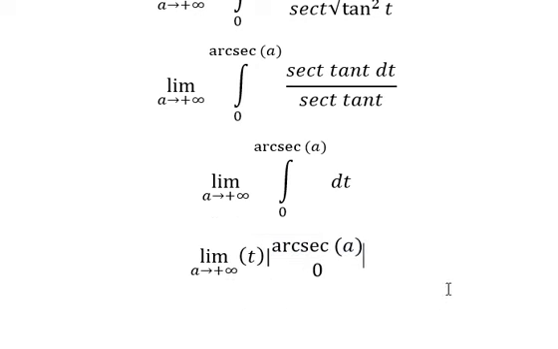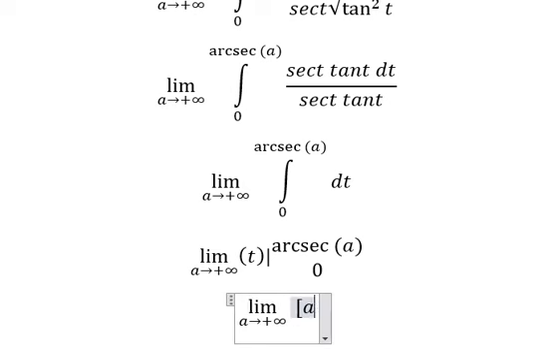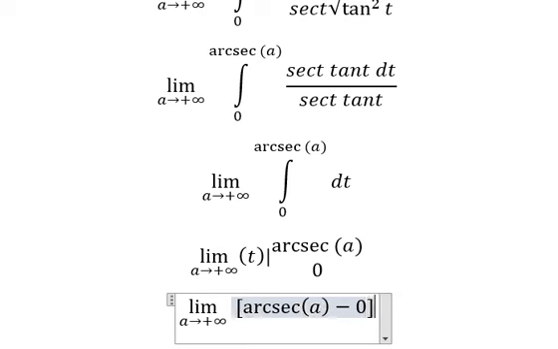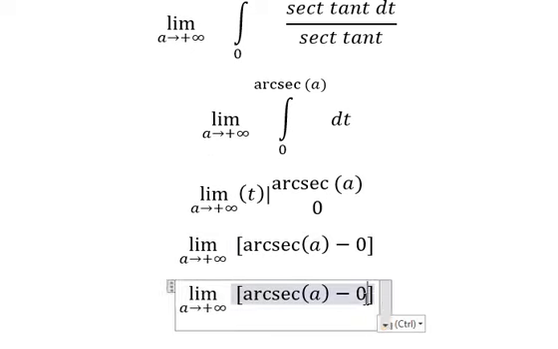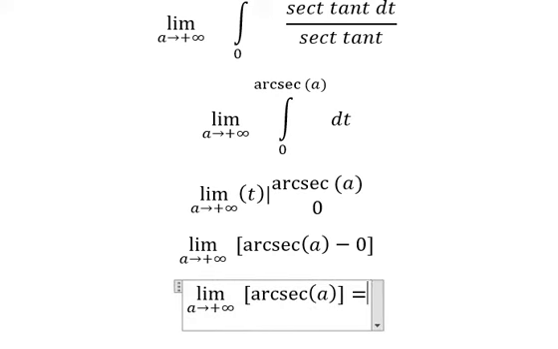Now we put this one going here. So we have arcsecant of a minus 0. Now we need to simplify, and we have like this. So when a approaches positive infinity, arcsecant of a, we have pi over 2.